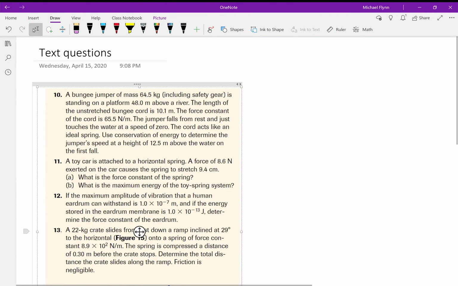It says a bungee jumper. I know you're concerned. I cleared my throat. It's not COVID-19. See, we got tested. Well, my wife got tested, and if she's negative, we're all negative. So, all right, number 10.